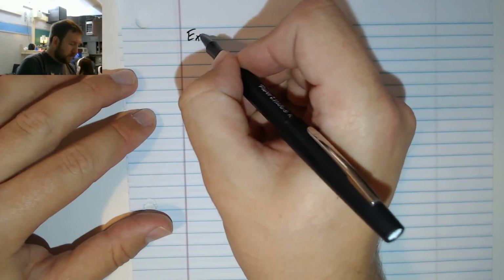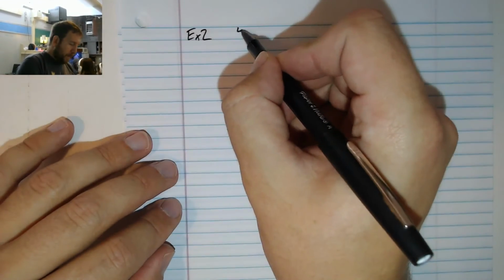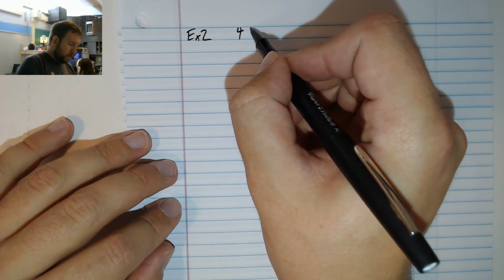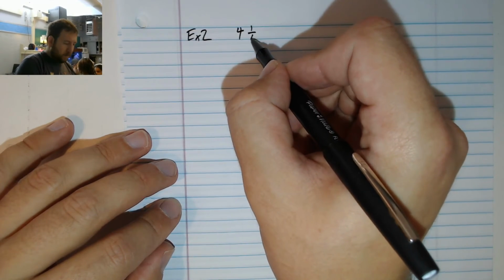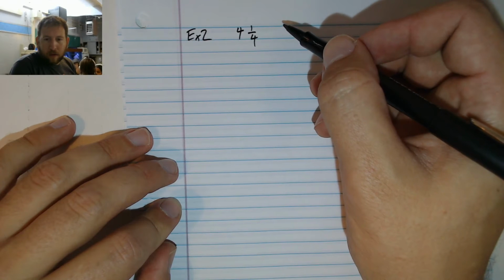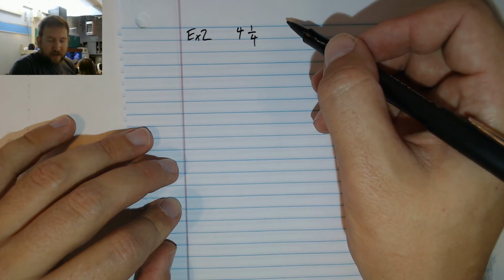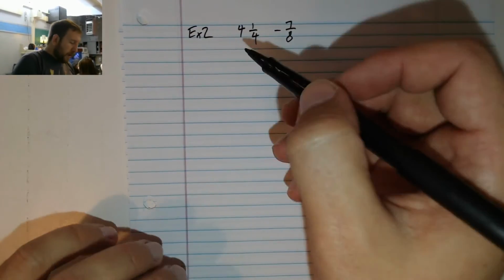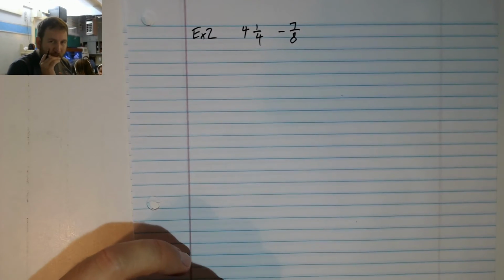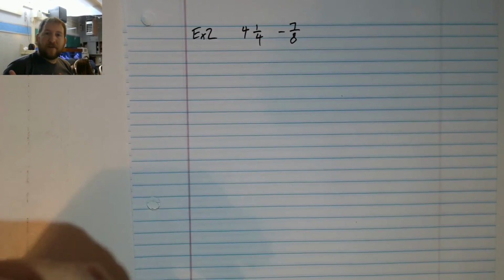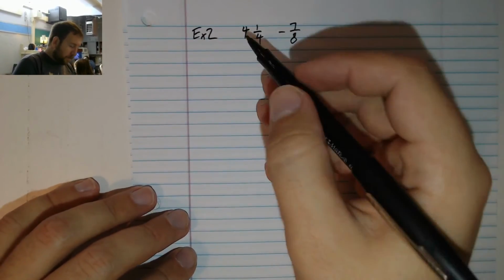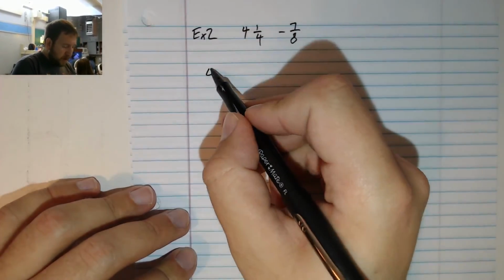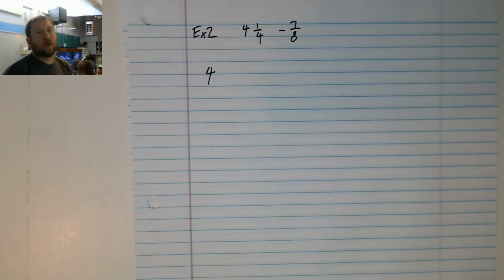Example 2 goes like this. Alright, we're going to do 4 1/4 minus 7/8. Alright, so this is going to bring up an interesting point that sometimes when you estimate, there's two things that it could be, and you kind of have to choose one. So let's take a look at what I mean. 4 1/4. So my 4 I'm going to pull out. I know that I need this, and I need to estimate this quarter into something.